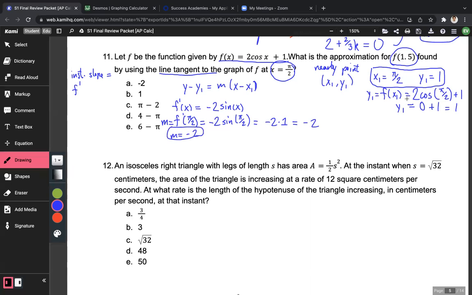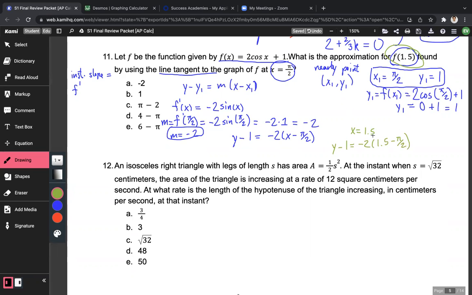I've got my value of m, I've got my values of x1 and y1. So I can construct a really nice equation here, y minus 1 equals negative 2 times x minus pi over 2. All right. Now I want to know what's the approximation for f of 1.5. Time for this guy to come in handy. So that is going to become my x value at the very end here. So I've got y minus 1 equals negative 2 times 1.5 minus pi over 2.